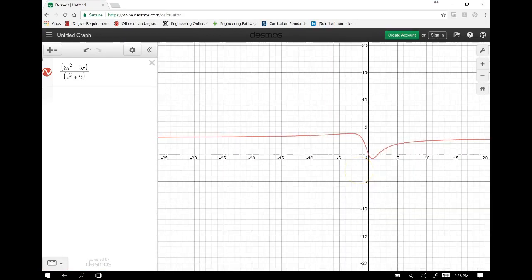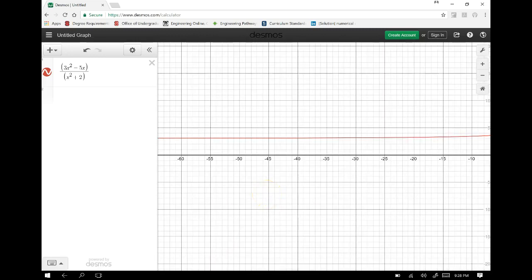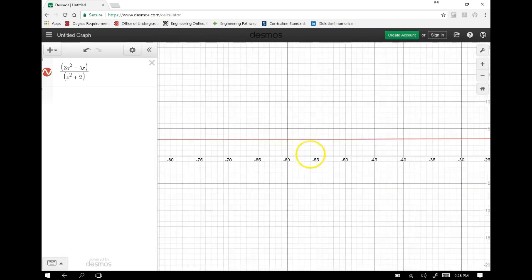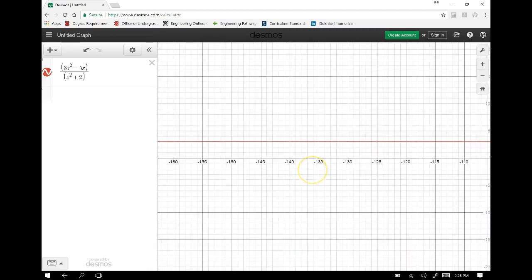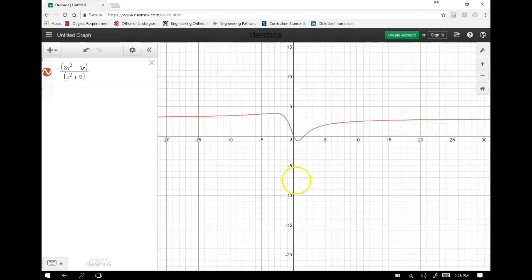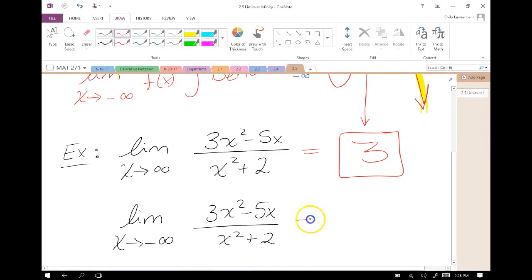So follow it over. Just looking at the standard viewing window, which goes to negative 10, is not enough when we're talking about negative infinity. We really need to go farther than that. And again, it's flattening out at 3. This time it's coming from above, but it's flattening out at 3. And if you go far enough, it pretty much looks like it's just falling on top of 3 and staying there. It really isn't ever touching 3, but it just keeps getting closer and closer. So the end behavior on the left is also 3.